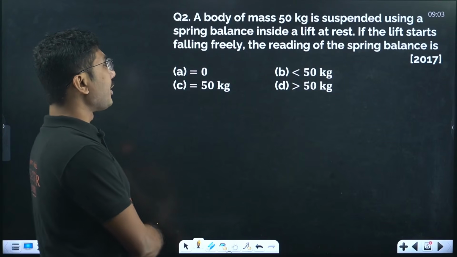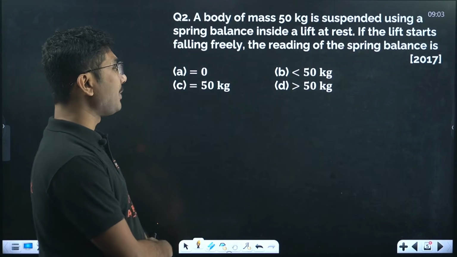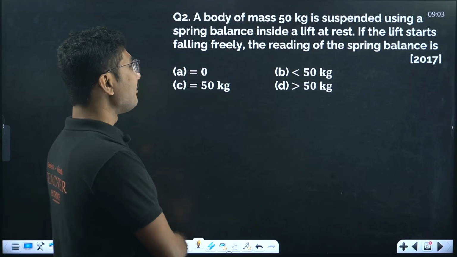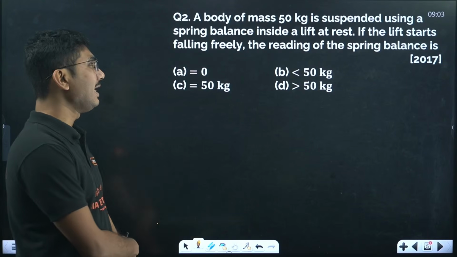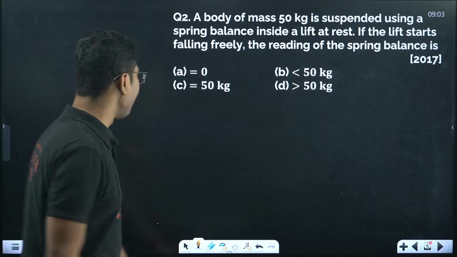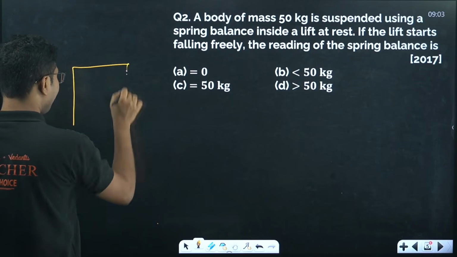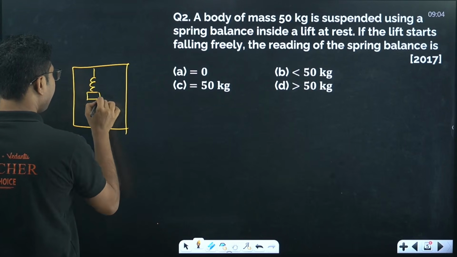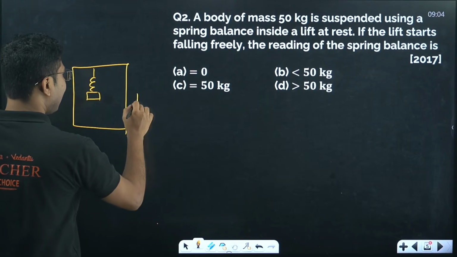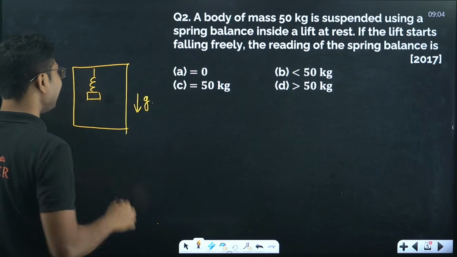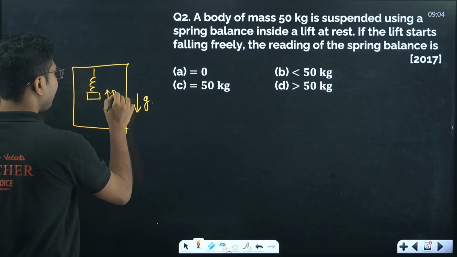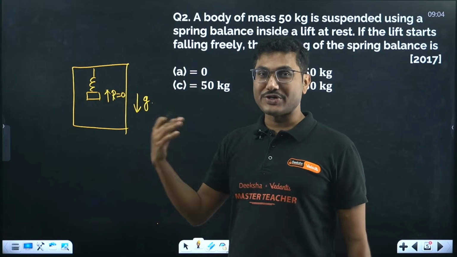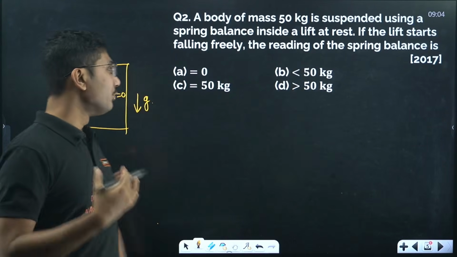Next question: a body of mass 50 kg is suspended using a spring balance inside a lift at rest. If the lift starts falling freely, what is the reading of the spring balance? We have done lift motion in detail during the theory lecture. When the body is falling freely, the acceleration is the gravitational acceleration g downward, so the reaction force will be 0. So the spring balance, which actually measures the reaction force, will show you 0 reading.